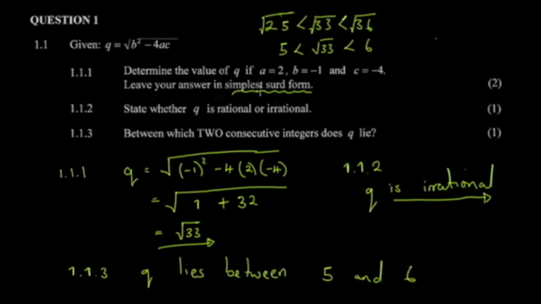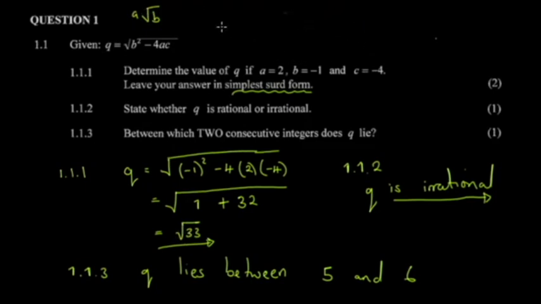And here you are asked to leave your answer in simplest surd form. So I didn't tell you about this. So essentially surd form is this form: A square root of B. Okay, so if these components don't have, so for example square root of 33, it doesn't have any square inside of it in terms of a multiplier, so that's why we just leave it at square root of 33.